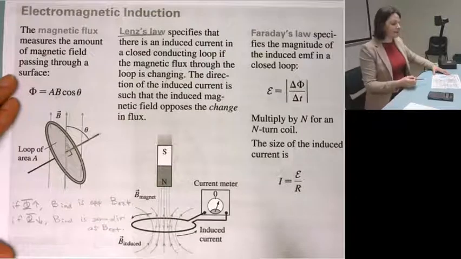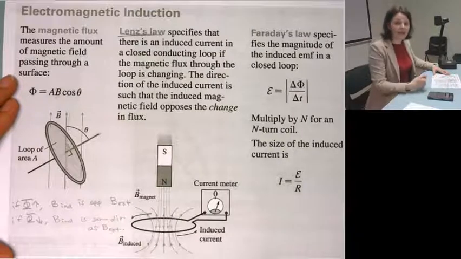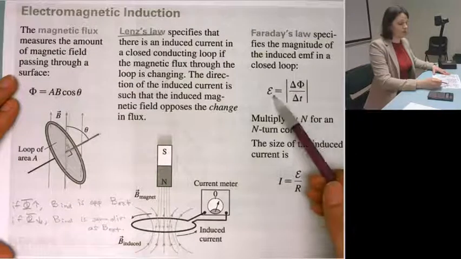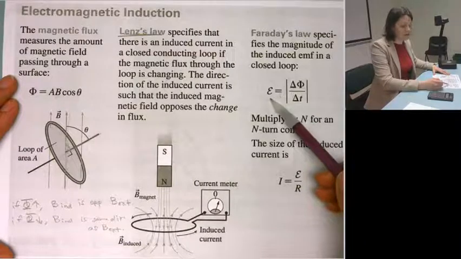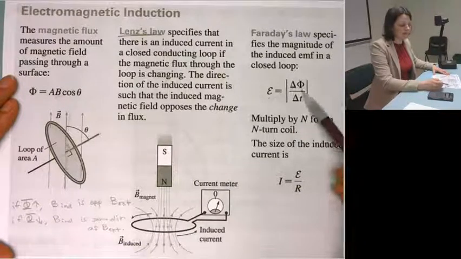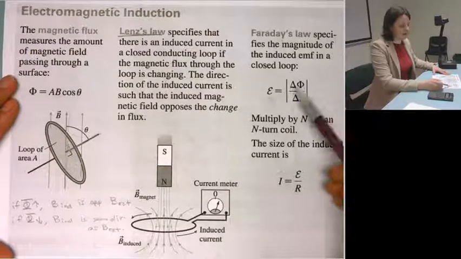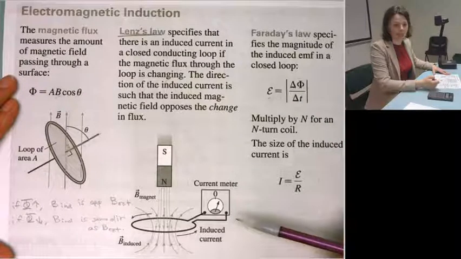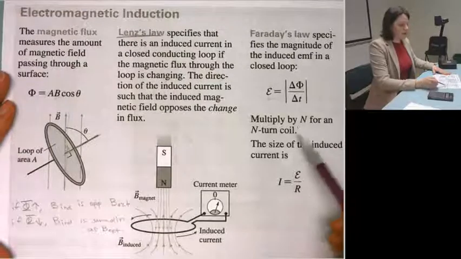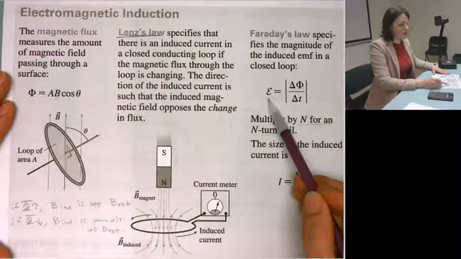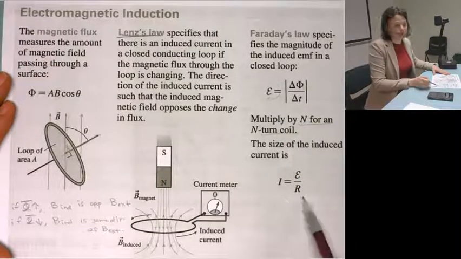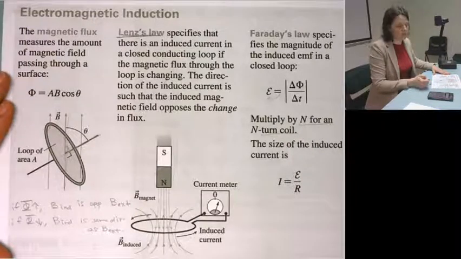And then we used Faraday's law to learn the magnitude of the induced voltages and currents. So the magnitude of an induced voltage depends on the change in flux over the change in time. And if you have a coil of wire, then you'd multiply this by the number of loops in your wire. And then once you have a voltage, you can use Ohm's law to figure out the magnitude of an induced current.